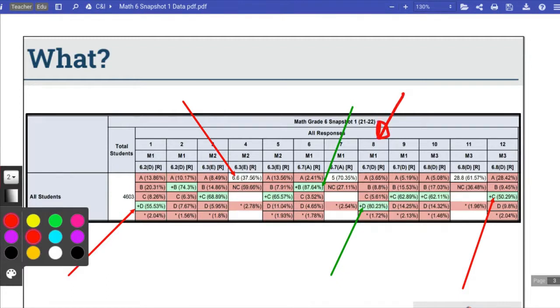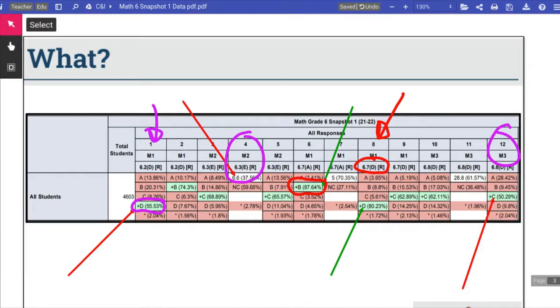So question 8, which is 7D, which we talked about was one of the standards that stood out to us. That was 80-some%. We're going to look at those questions individually. Also, question 6, 87%, that's really good. And then we're going to dive in to see the other ones that we probably need to focus on. For question 1, you're looking at 55. For now, we're going to focus on the things that are below 65%: question 4, and also question 12.